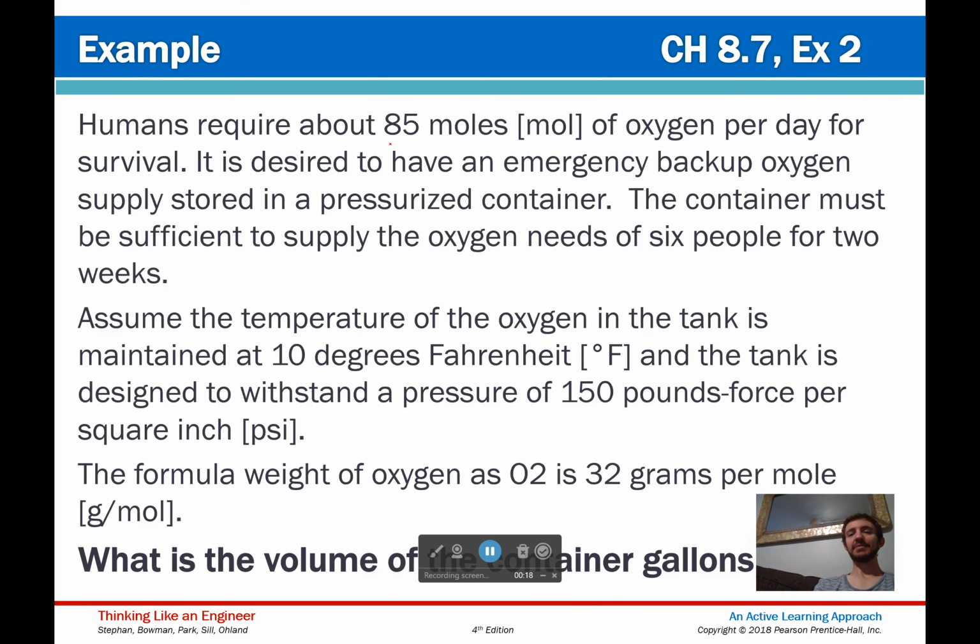So humans require about 85 moles of oxygen per day for survival. It is desired to have an emergency backup oxygen supply stored in a pressurized container. The container must be sufficient to supply the oxygen needs of 6 people for 2 weeks. Okay, so far so good. Assume the temperature of the oxygen in the tank is maintained at 10 degrees Fahrenheit, and the tank is designed to withstand a pressure of 150 pound-force per square inch. And the formulated oxygen as O2 is 32 grams per mole. What is the volume of this container in gallons?